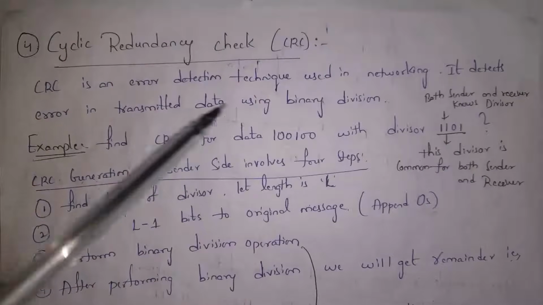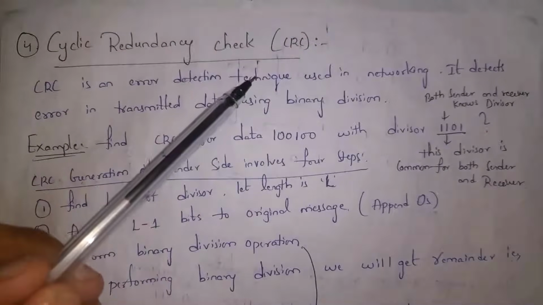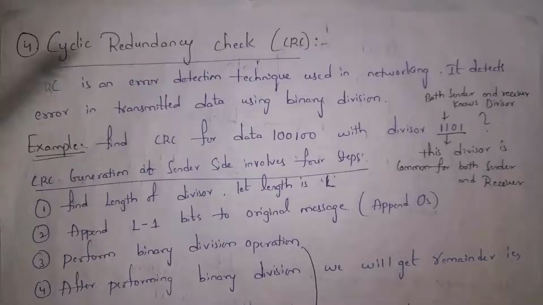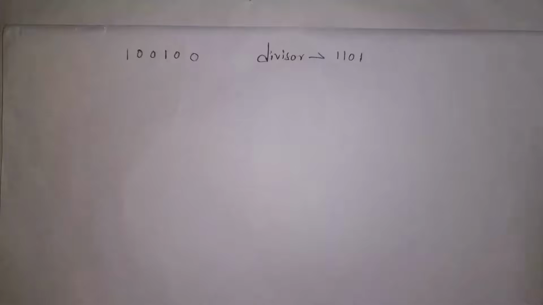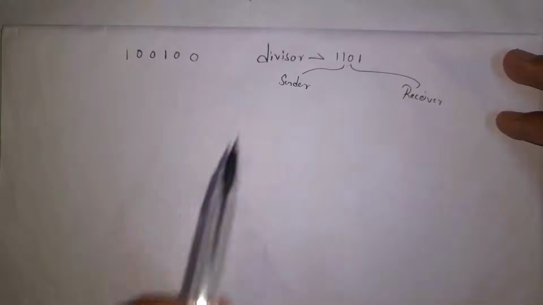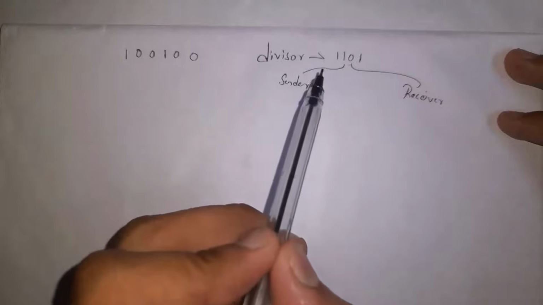Next I will explain what CRC is. CRC stands for Cyclic Redundancy Check. I will explain CRC with an example. For example, the sender wants to send data, that is 100100, and in the CRC method there is a divisor. This divisor is known to both the sender and the receiver.